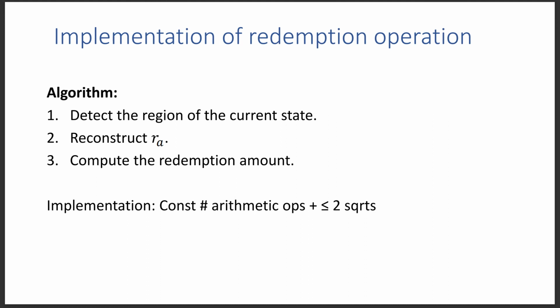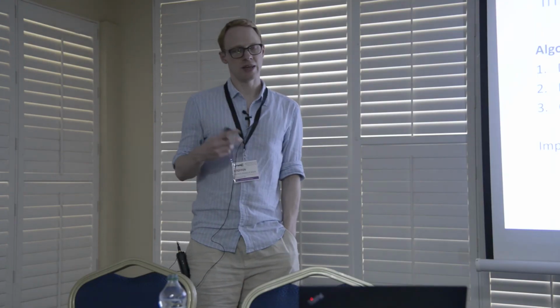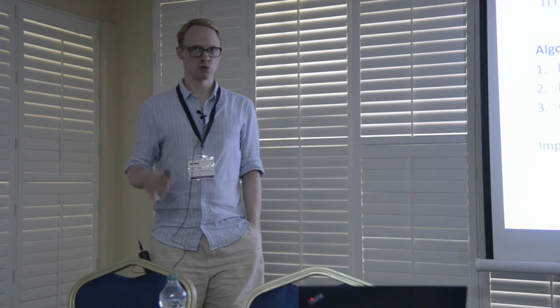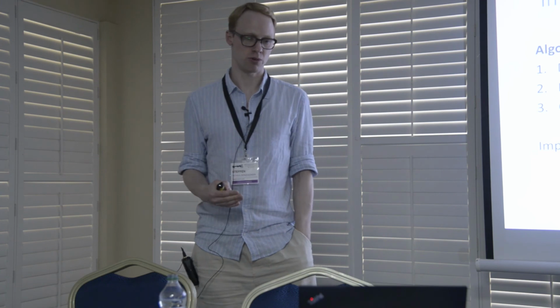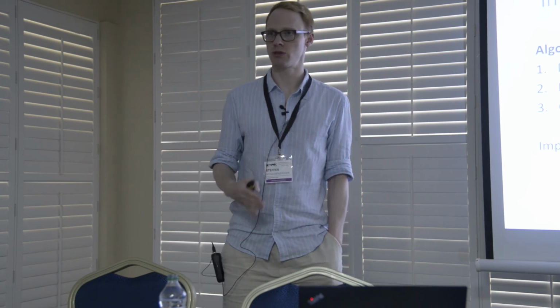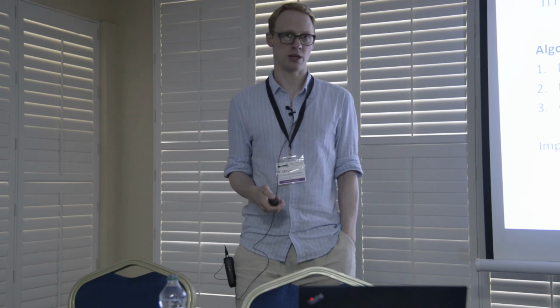And so overall, the algorithm for computing a redemption amount works as follows. First, we use this region detection algorithm based on the current state. Then we plug that into an algorithm that computes the anchor point from that. That gives us the whole curve. And then we do the integral over the curve to compute the redemption amount. When you check what you actually have to do for this, you notice that it only requires some arithmetic operations and at most 2 square roots. So it's pretty efficient, and it's efficient enough that we can do it on chain.